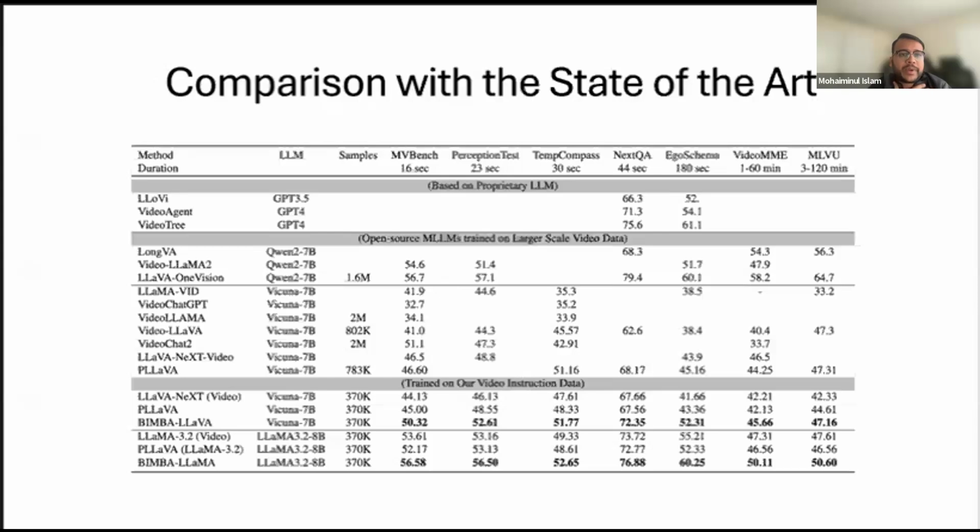Here we compare our model with the state-of-the-art models on all these benchmarks. We can see that while using the same backbone and the same amount of instruction tuning data, our model achieves better performance than other strong baselines like PLLaVA or LLaVA-NeXT-Video. Moreover, it also achieves state-of-the-art performance on several datasets, even with a lower amount of data, such as for EgoSchema.